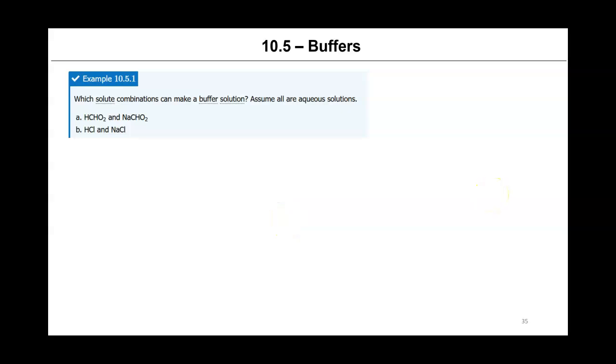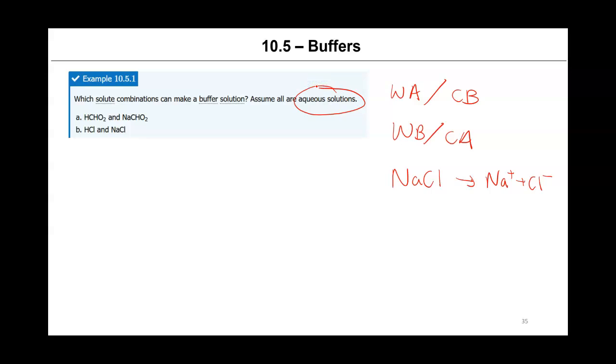So here's an example from the book. The question reads, what solute combinations can make a buffer solution? Assume all are aqueous solutions. So we need to recognize a couple of things. A buffer is composed of either a weak acid with its conjugate base or a weak base with its conjugate acid. We also need to recognize that any ionic compounds will dissociate when they're dissolved in water to form ions. So we're going to have to be mindful of that as we work through these two examples.